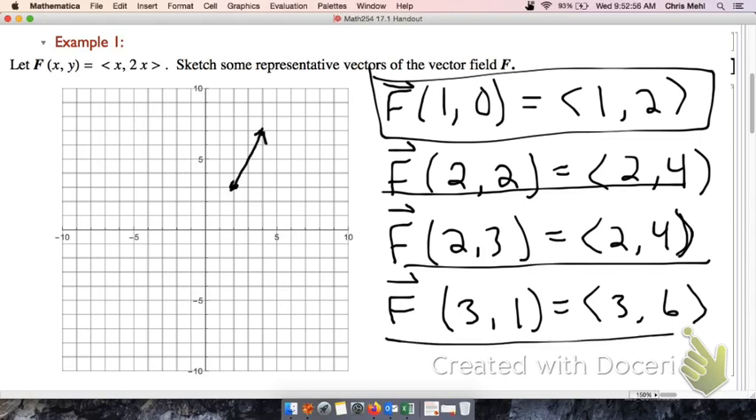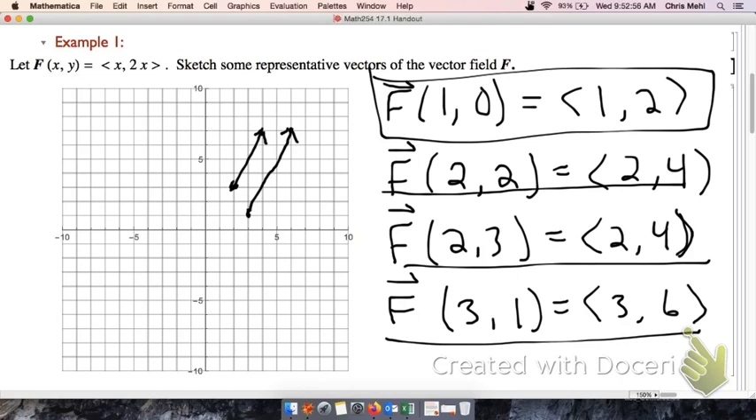And if I want to do F of 3, 1, so at the point 3, comma 1, that's where the tail is going to be. And I'm supposed to go 3 units to the right and up 1, 2, 3, 4, 5, 6 units. There would be another vector. Okay, so whatever the points are.